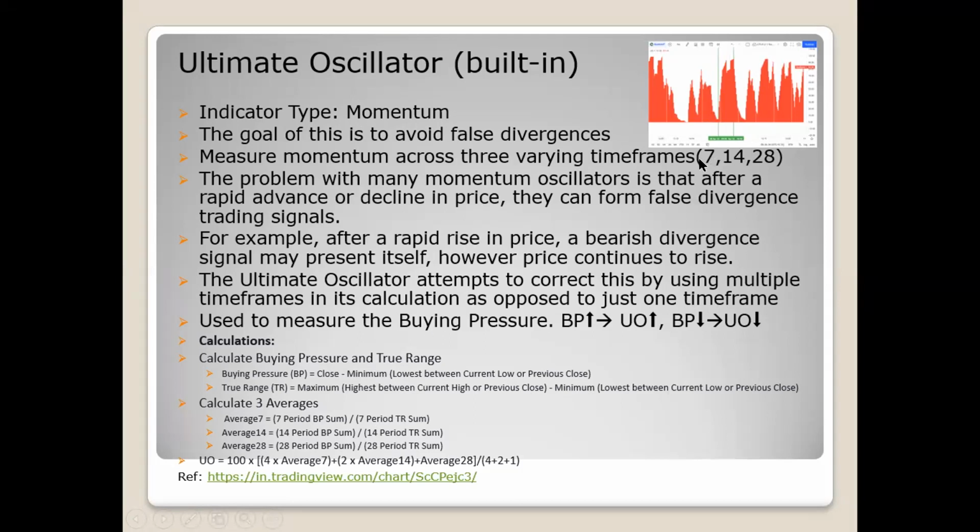As I told you, it is based on three time frames: 7, 14, and 28. We need two parameters to calculate the ultimate oscillator, which are buying pressure and the true range. The standard formula for buying pressure is available there. All this information I have taken from the TradingView description from the author who built it. We calculate the averages of 7, 14, and 28, and based on that, finally the ultimate oscillator is calculated.